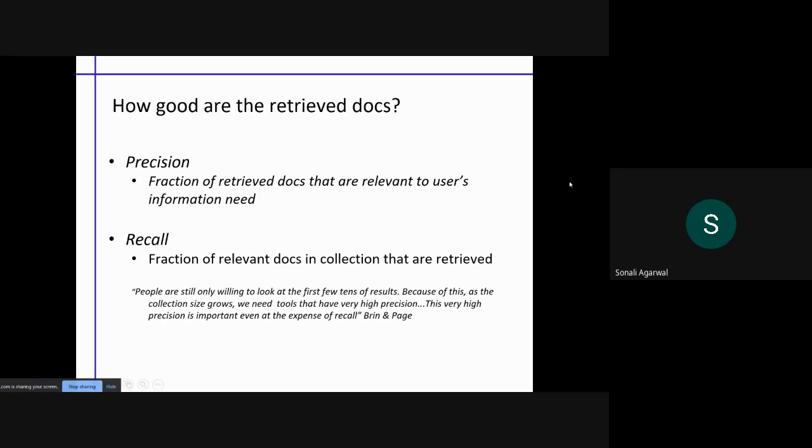Okay, so you can see this particular statement: it is highly expected that precision is important even at the expense of recall. So this is something very important to maintain. Most of the time, whatever techniques we are using, we are trying to have a trade-off between precision and recall.